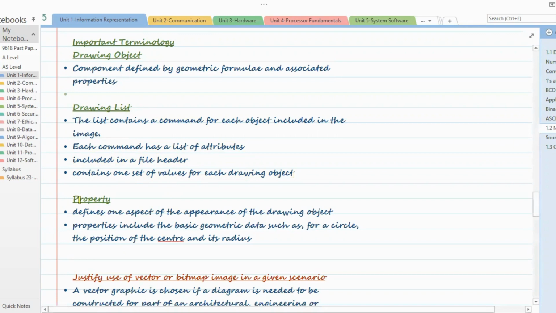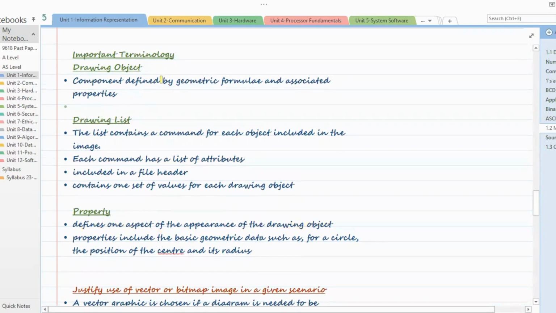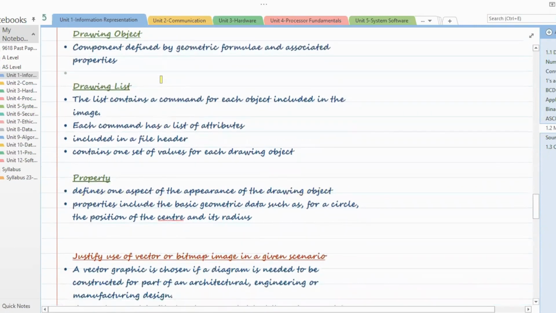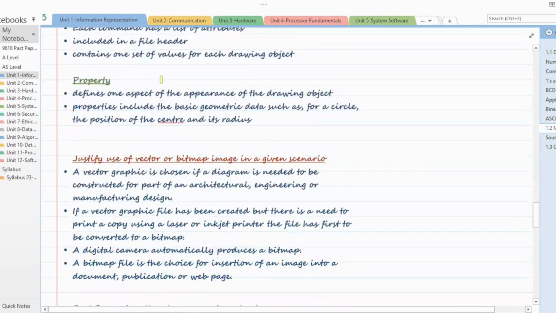So if you are drawing a circle, you have to have some basic default values for that. Now, what is a property? A property defines one aspect of the appearance of the drawing object. In simpler terms, properties include the basic geometric data, such as for a circle, the position of the center and its radius. So if you are creating a circle, of course, the basic properties you need to know are the center point from where you have to draw the circle, and the radius of the circle, so that you can draw the circle properly, right? So this is important terminology that you must know. There are some questions in the past papers based on these.